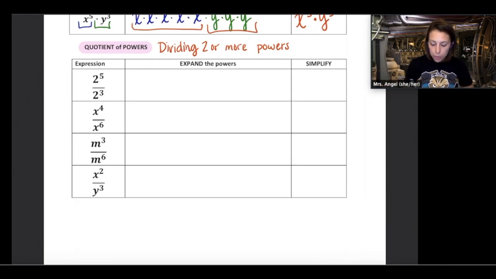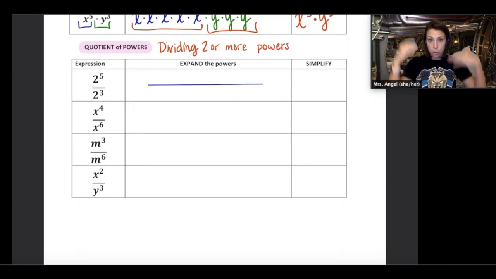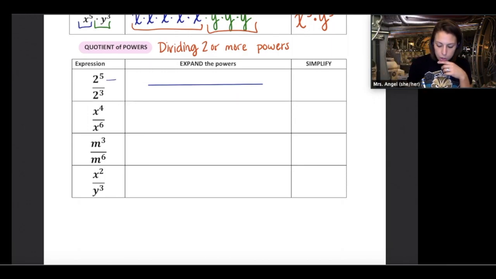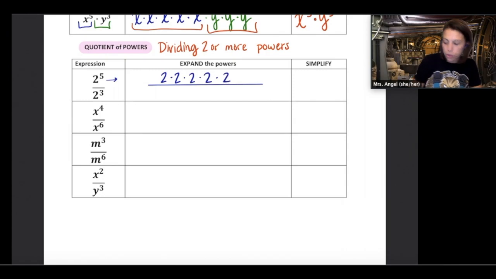Now, because we're working with quotients, I am going to start by drawing in a fraction bar because we are dealing with numerators and denominators here. Now let's expand the numerator. 2 to the power of 5 is 2 times 2 times 2 times 2 times 2, 2 multiplied by itself 5 times.